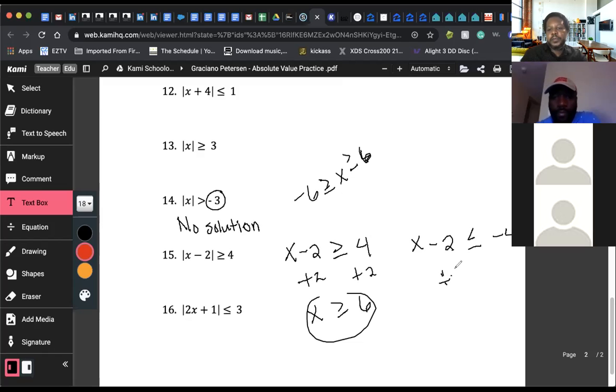So we're adding 2 to both sides. And so x should be less than or equal to -2. So this should be -2 here. So the range is -2 to 6 that we can't have. Any number in between -2 and 6 cannot be an answer. As long as x is less than -2 or greater than 6, then it is a solution to this problem here, number 15.